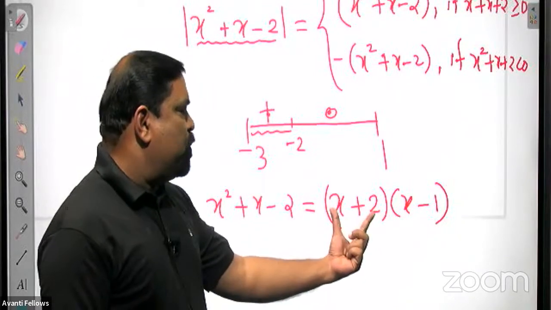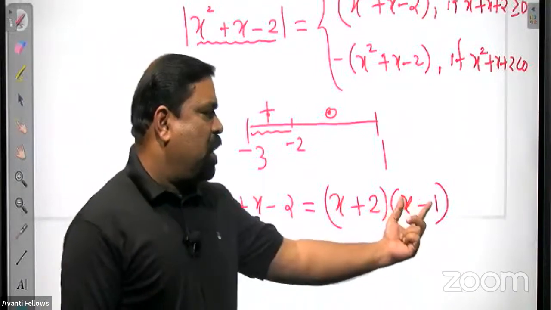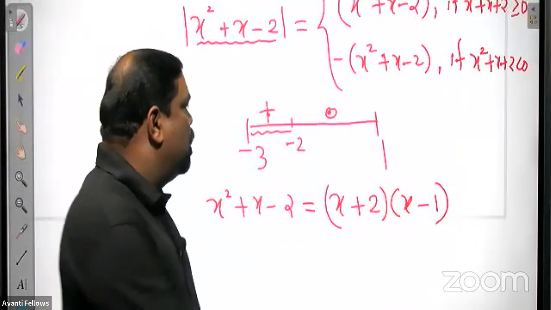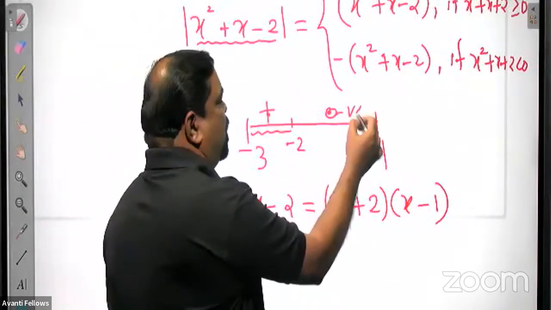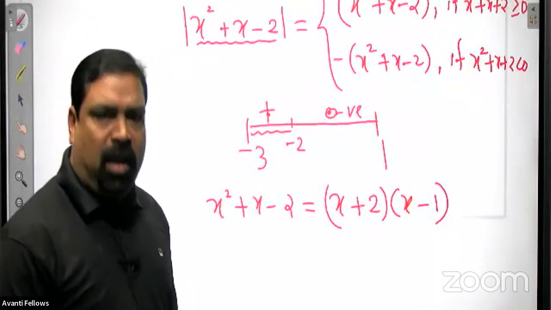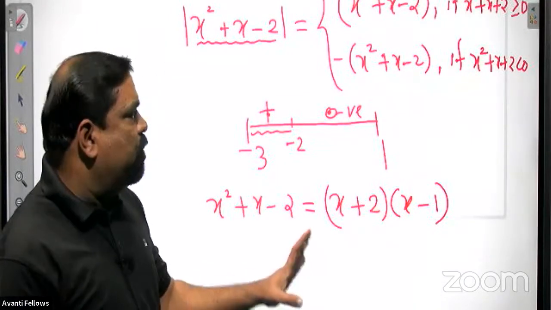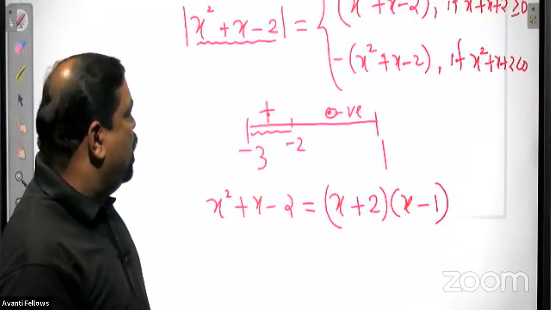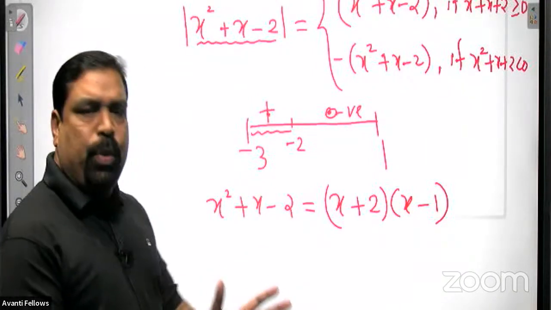The first term is positive, 0 plus 2. The second term is negative, 0 minus 1. So positive into negative means negative. So in the second interval, the function value is everywhere negative. So we got the idea now where it is positive and where it is negative.